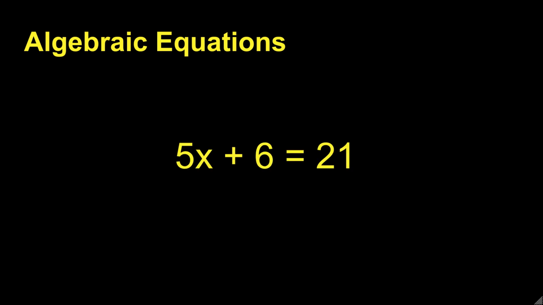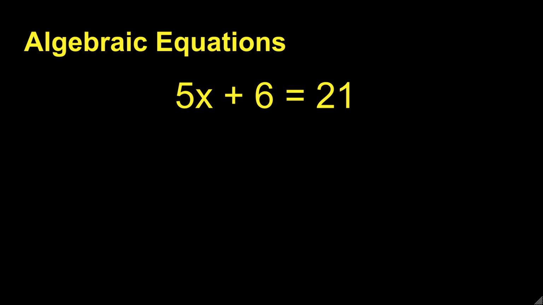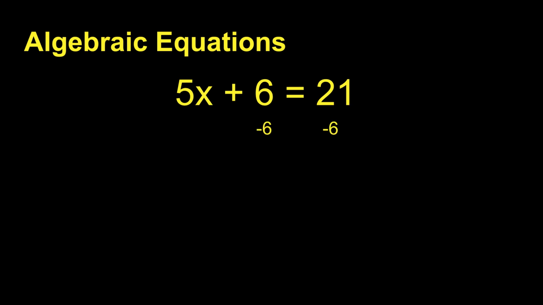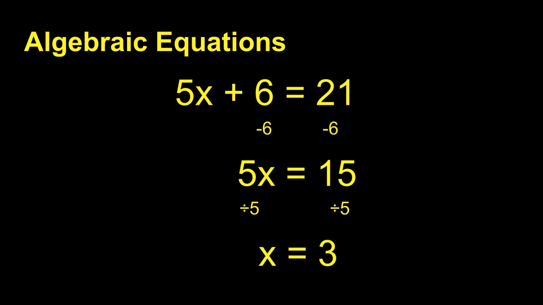Now let's try a slightly more difficult example. Here we have the equation 5x plus 6 equals 21. Again, the way to solve this equation is to isolate x. To do this we first subtract 6 from both sides. And we get 5x equals 15. Then we divide both sides by 5. And we get x equals 3.